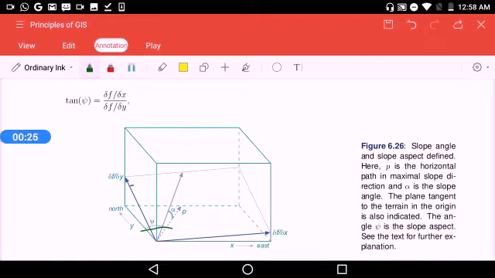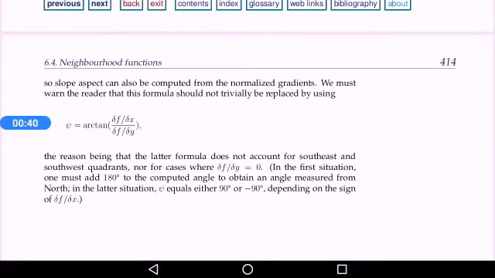So that is going to be delta f by delta x upon delta f by delta y. So you can see over here in this formula. So what is psi? It is the tan inverse of delta f by delta x by delta f by delta y, that is arctan of that. So this is how you can find out the slope aspect.